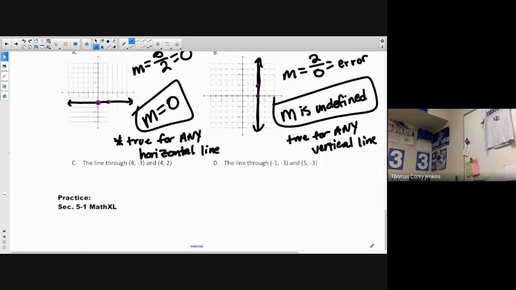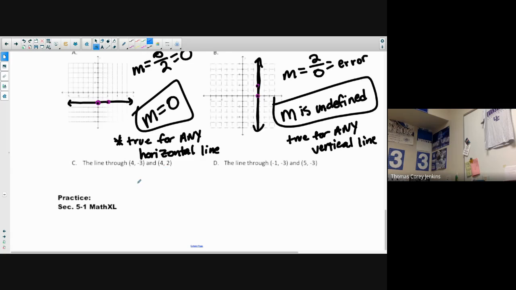Okay, so it's not as obvious if we're just given 2 points. But one thing that kind of sticks out to me looking at C and D, just big picture, I see that one X is 4 and the other X is 4. That could be a red flag. Same thing on D. The Y's are both -3. That could be a red flag. Okay, so let's finish up with these and see what happens.